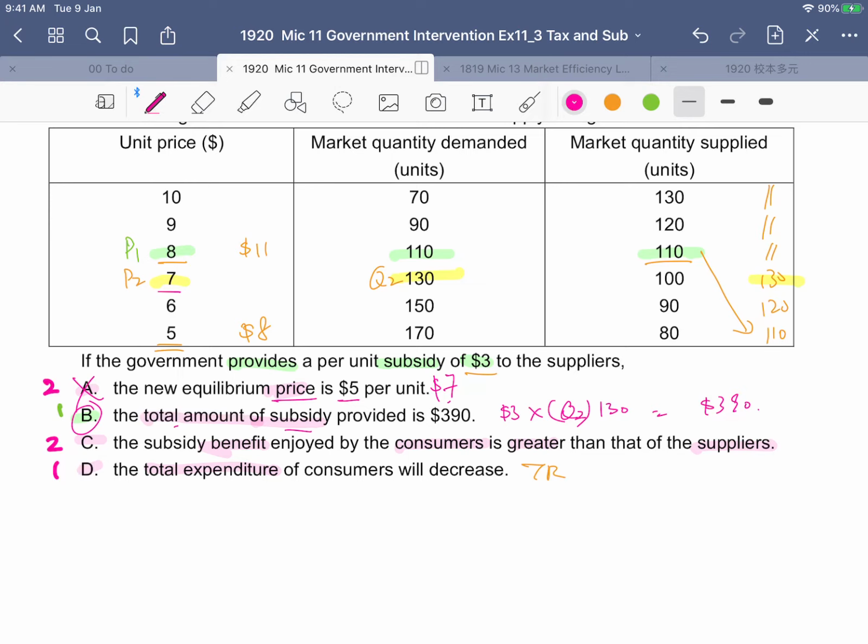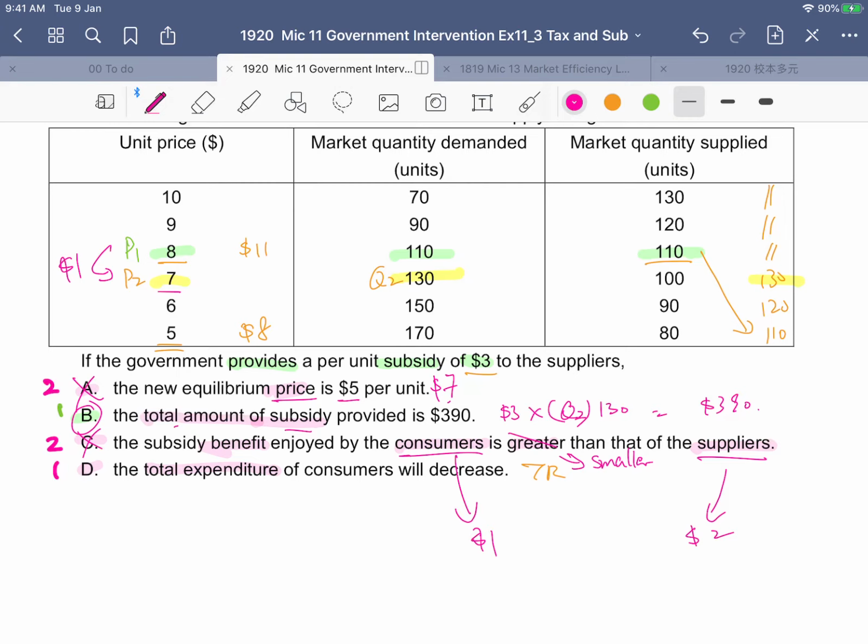Let's check another. It says the subsidy benefit enjoyed by the consumer is greater than the supplier's. Let's check how much the consumer gets. Consumers enjoy the change of the price, right? They can save some money. How much do they save? From $8 to $7, they save only $1. But the total subsidy is $3, which means the suppliers enjoy a $2 benefit. So the consumer's benefit should be smaller rather than greater, so it is incorrect.